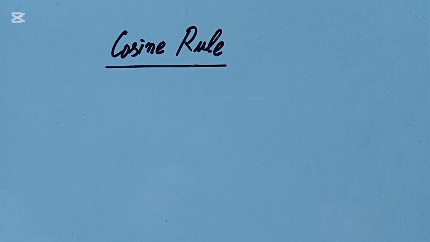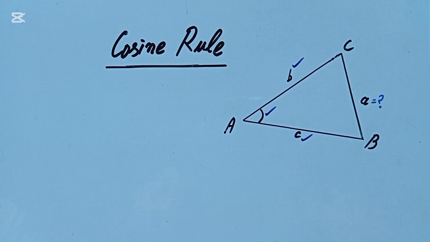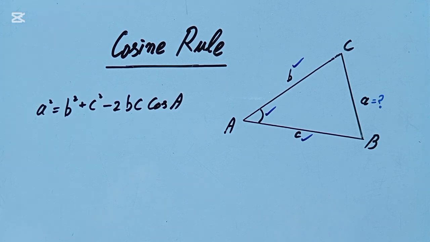Cosine rule is another rule to solve a triangle. This is a triangle ABC, an acute triangle, where the angle A and its both arms, the side b and the side c, are given, and we are going to find out the side opposite to the angle A, the side a. How does this rule work? It would be a square equal to b square plus c square minus 2bc into cosine of the angle A.